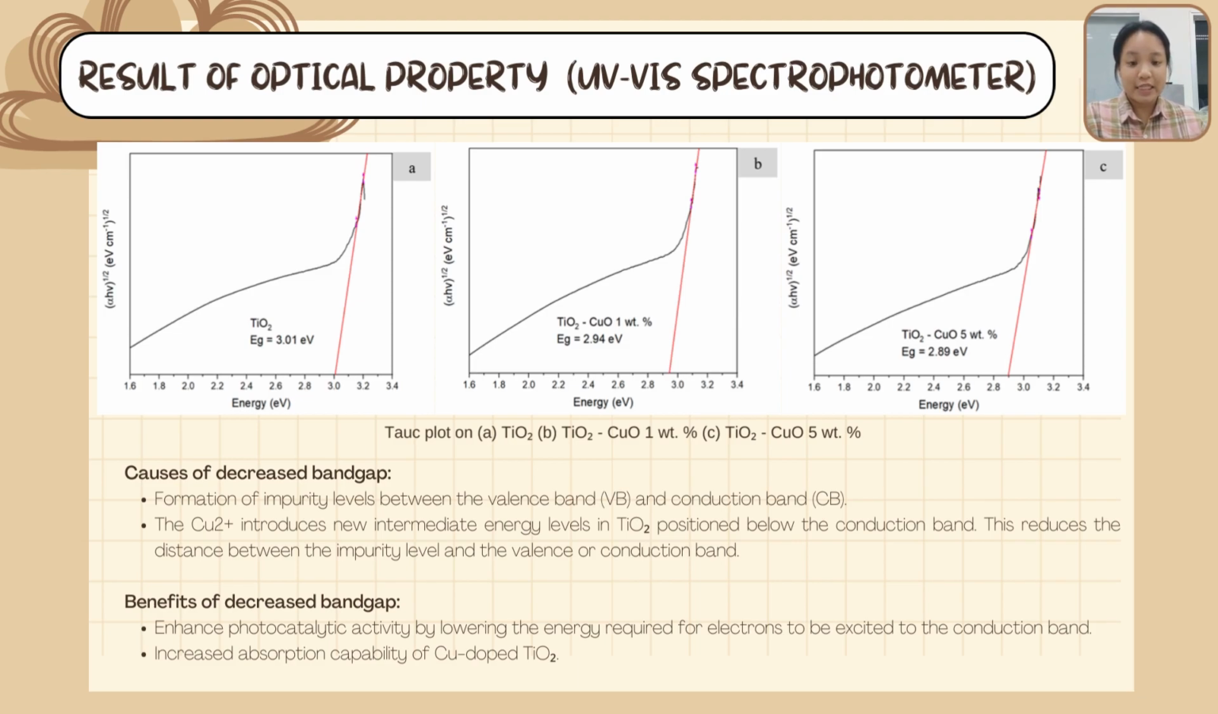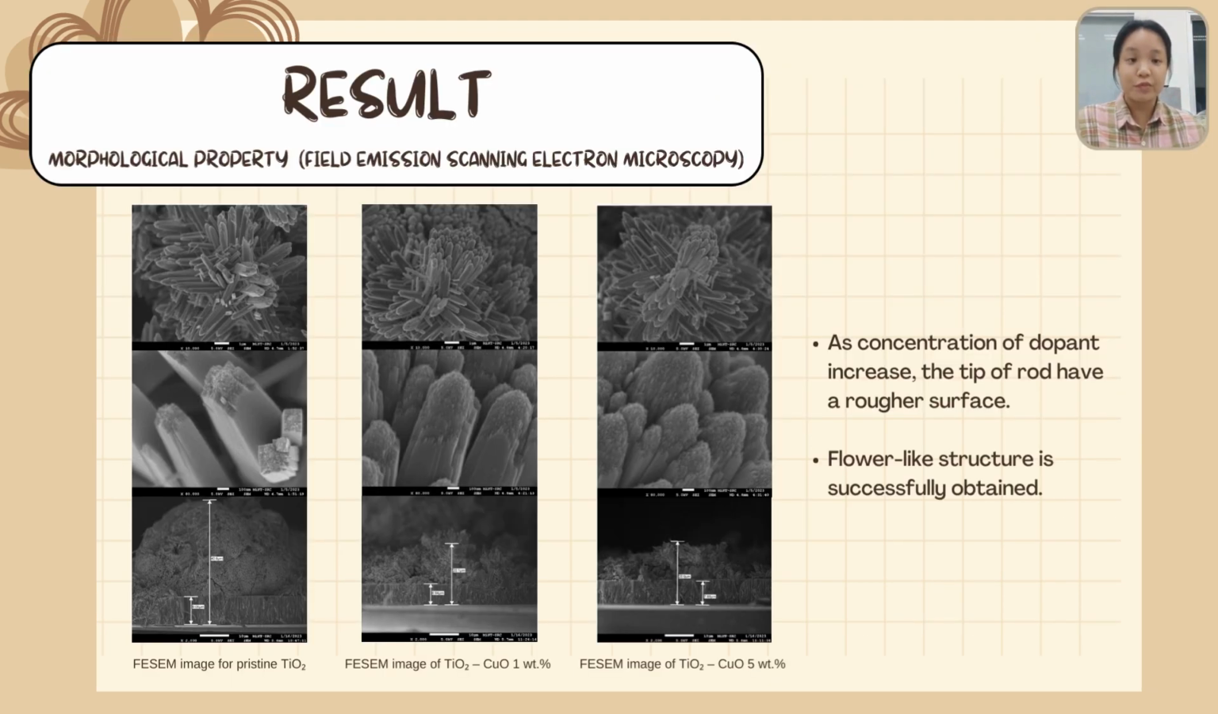Since the photocatalytic process occurs at the surface of titania, which is TiO2, this means that more electrons and holes can take part in the redox reaction before they recombine as a pair. Now we move on to the morphological property, which is done using field emission scanning electron microscopy.